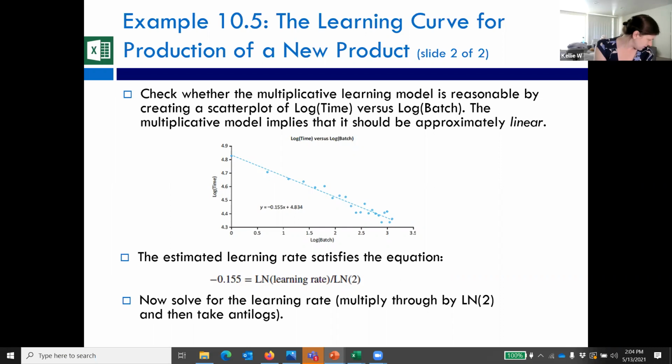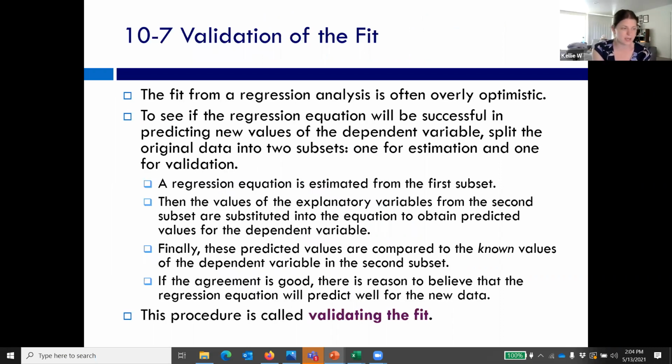What else? I think for learning curves, that's really all I want to cover. I don't want to get too crazy into it, but I do want you guys to understand the concept of the learning curve and how it might apply. Okay, so unfortunately for us, regression analysis is usually pretty optimistic.